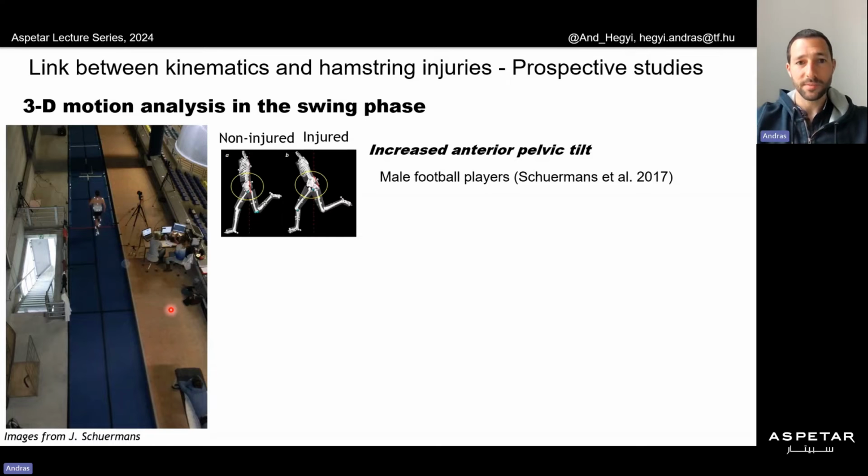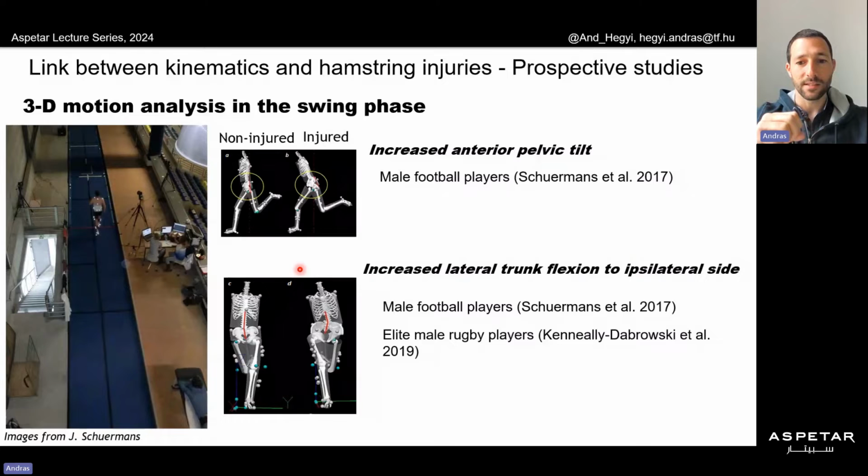And there are a few prospective studies which found a link between the kinematics of the athlete and hamstring injuries. For example, one study showed that increased anterior pelvic tilt is related to hamstring injuries. And two studies showed that increased lateral flexion to the ipsilateral side is a risk factor. So not many studies, not many prospective studies.